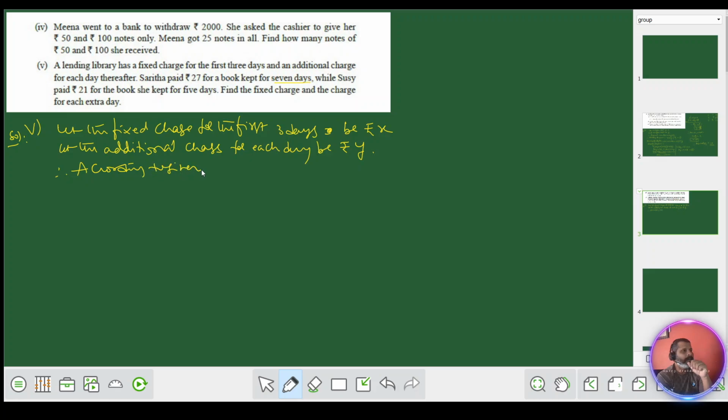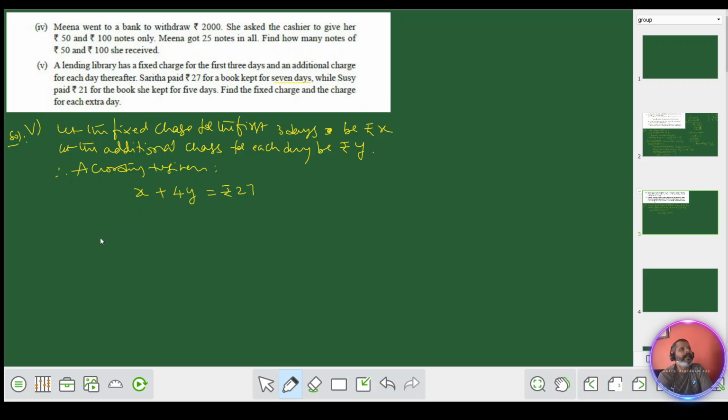According to the given, I'll explain again. Sarita took a book for 7 days. That 7 days has two parts: fixed charge for 3 days, x rupees, and thereafter y rupees is the charge, that will be 4 days, right? Means total she will pay fixed charge x plus 4 days of y, which will be rupees 27.